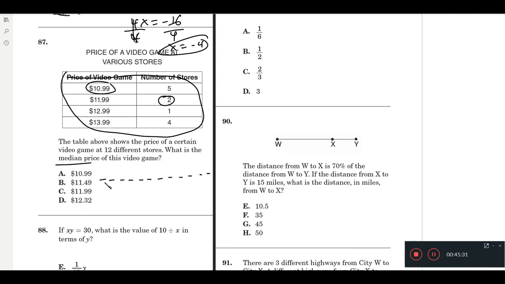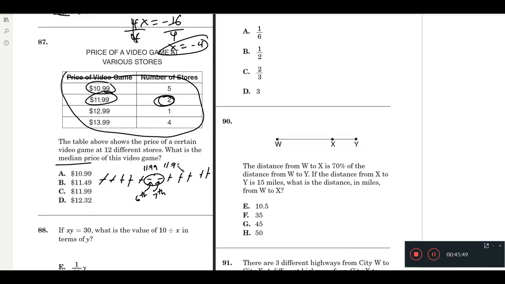So 12 numbers, right? So 1, 2, 3. If you do that, you're going to see that the middle two is here, which is 1, 2, 3, 4, 5, sixth one and seventh one. Both of them are 11.99 numbers. So that would just be the median.